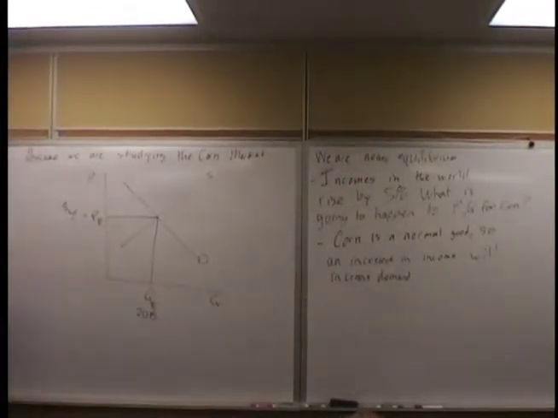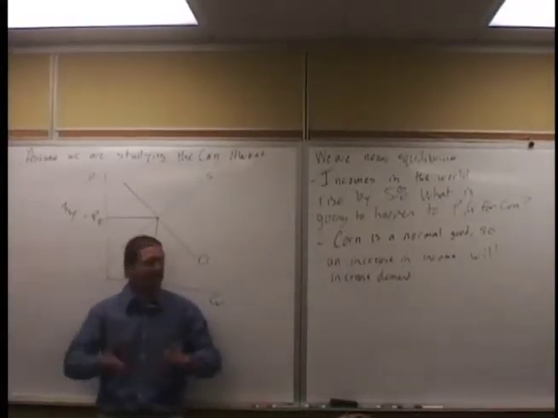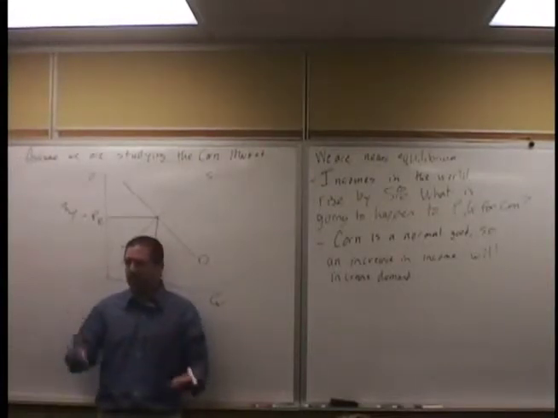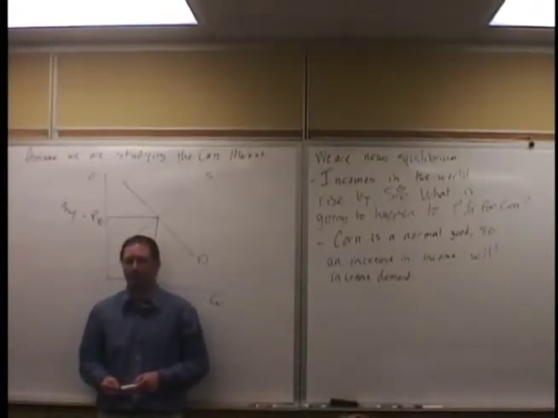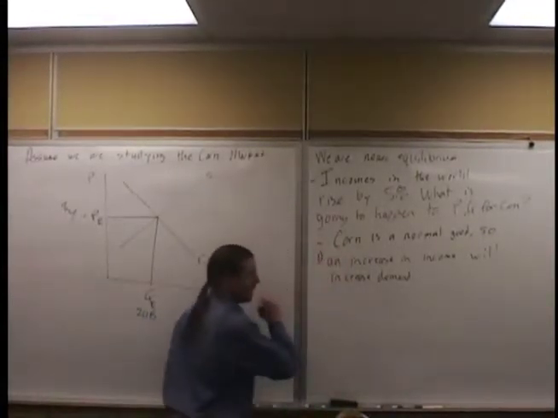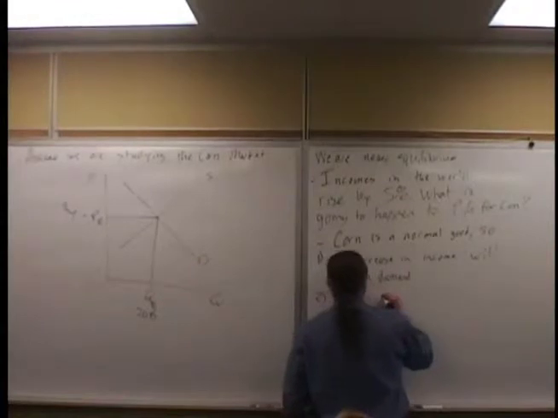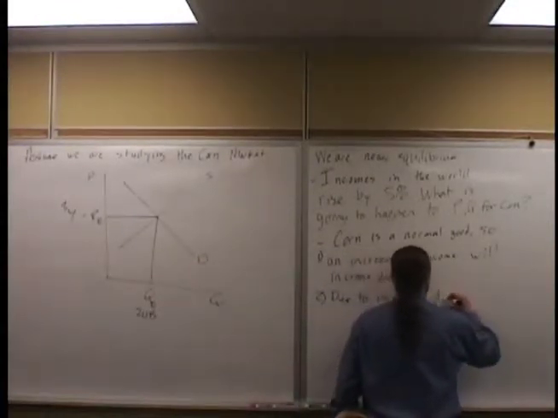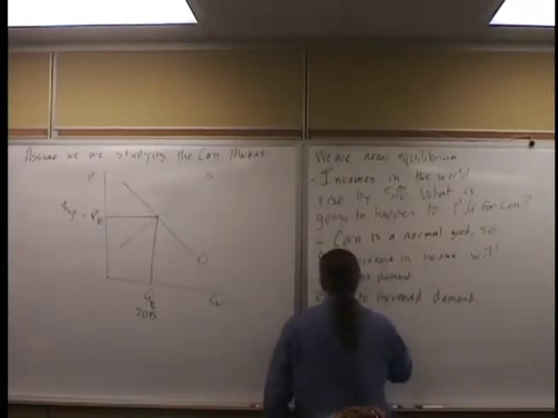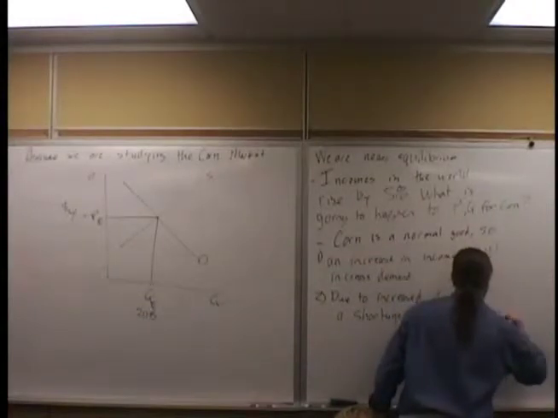Now, when demand goes up, what happens in the market? Think about it from just a regular old buying and selling perspective. If people are demanding more corn, is there going to be a shortage of corn or a surplus of corn? Okay, so that's your next step. This is step one. Step two is, due to increased demand, a shortage of corn starts.